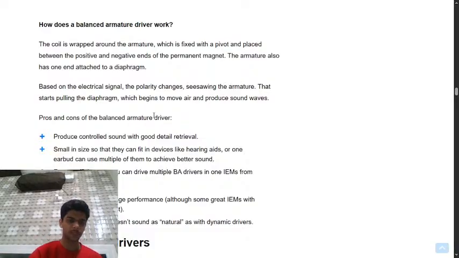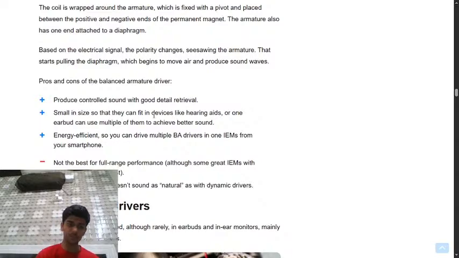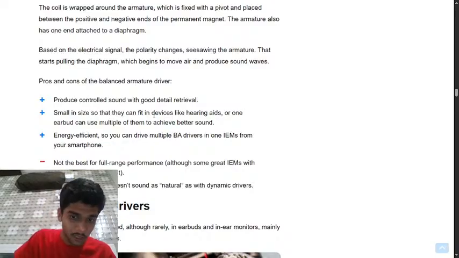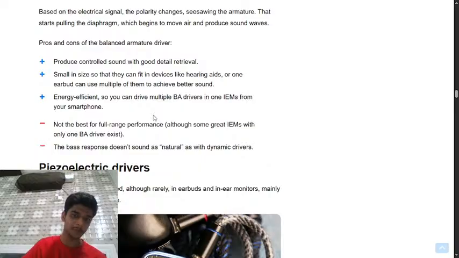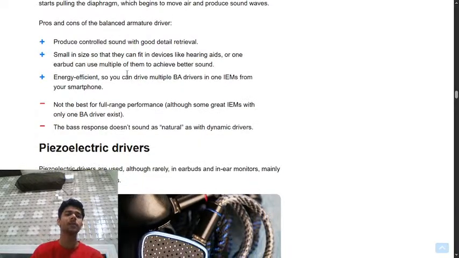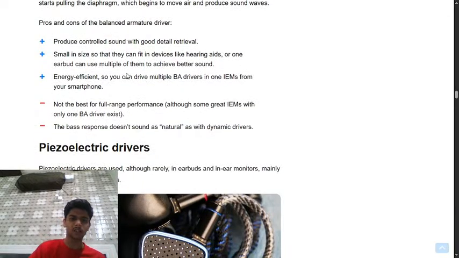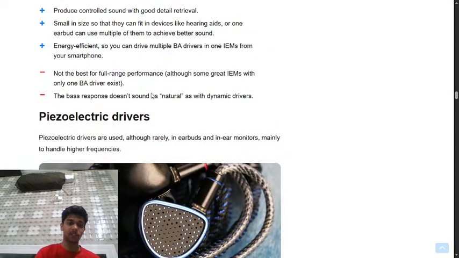Pros and cons of the balanced armature driver: produces controlled sound with good detail, small in size so they can fit in devices like hearing aids or one earbud. Can use multiple of them to achieve better sound. Energy efficient, so you can drive multiple BA drivers in one IEM from your smartphone. Not the best for full range performances. The bass response doesn't sound as natural as the dynamic drivers.